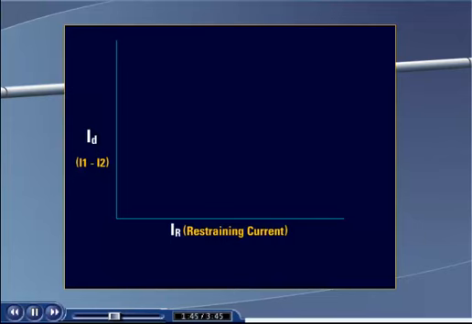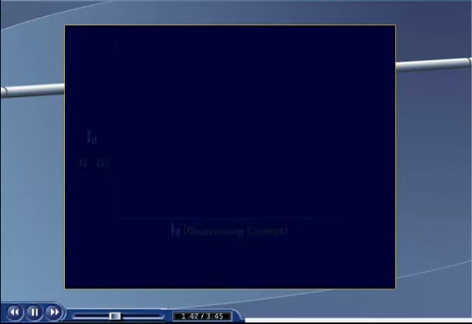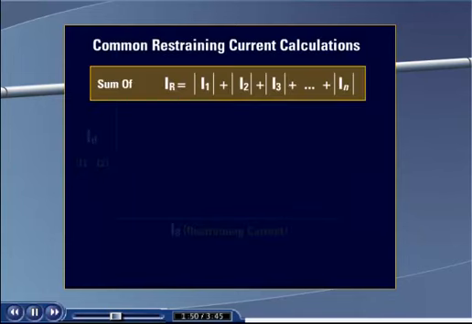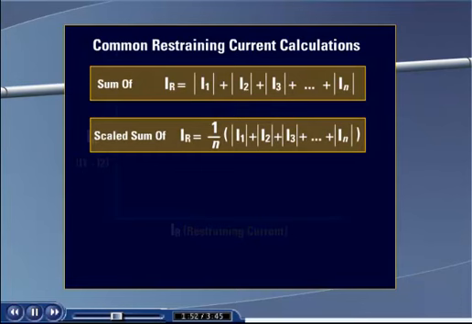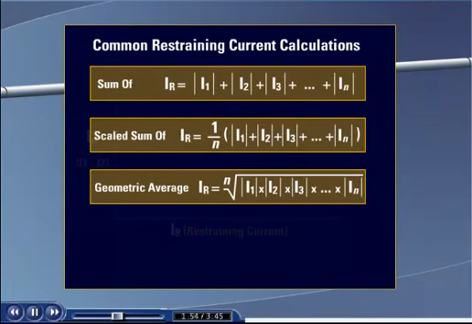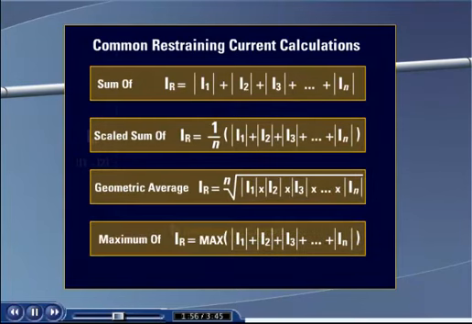There are several accepted methods for calculating the restraining current. These methods are known as the sum of, the scaled sum of, the geometric average of, and the maximum of. Each of these methods is used by various vendors on various differential relays. There is no significant advantage of using any particular method over another. The amount of restraint provided by various methods is different, sometimes significantly, particularly in the case of multi-circuit differential elements such as is the case of busbar protection.